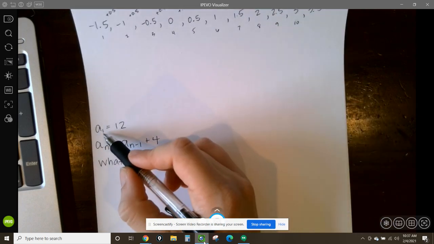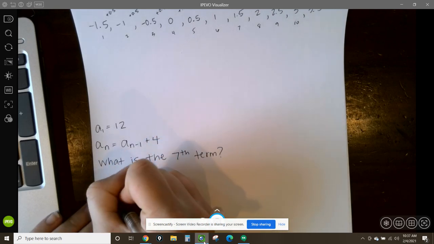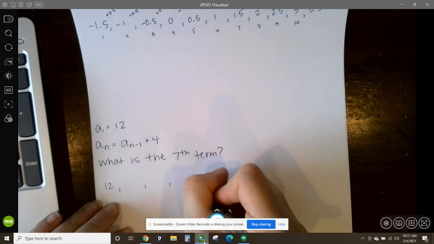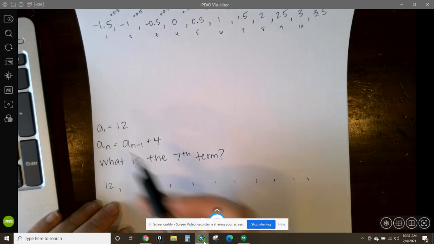So a sub 1, or a of 1, however you want to say that, the first term in the sequence, is 12. I'm going to write down 12, and I'm just making this big list of numbers, and I'll fill them in as I go. So the first term is 12.